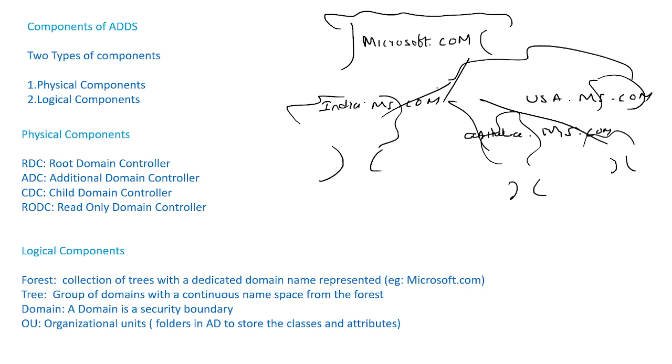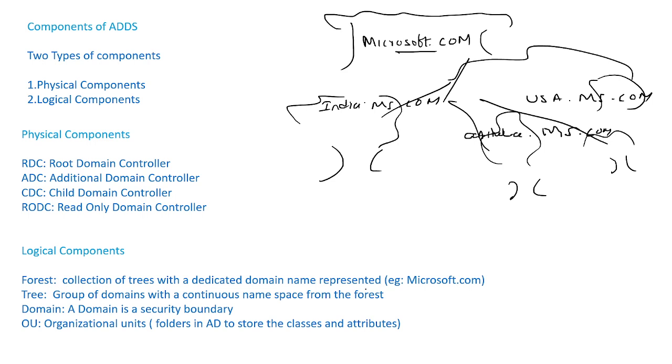Yes, sir. Yeah, that is what I'm talking about here. Logical components: a forest is the collection of trees, and each tree is a domain. India is a tree, USA is a tree, Australia is a tree. So a forest is a collection of trees, and a tree is a group of domains. India.microsoft.com is a domain, Australia.microsoft.com is a domain, and USA.microsoft.com is also a domain. Now, when you club all these domains together, we call that a forest, and the forest name is Microsoft.com.